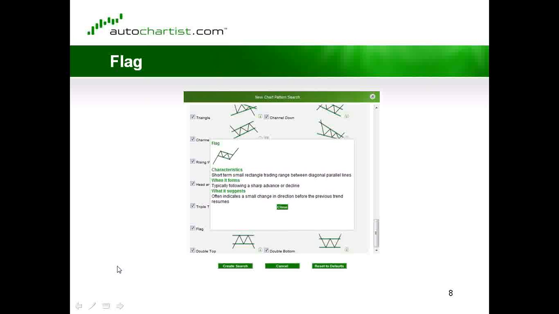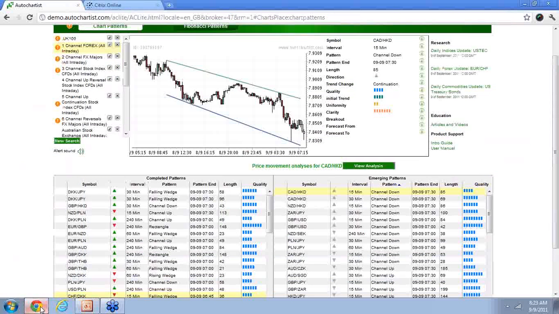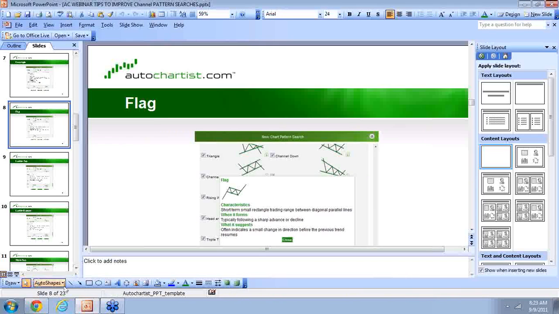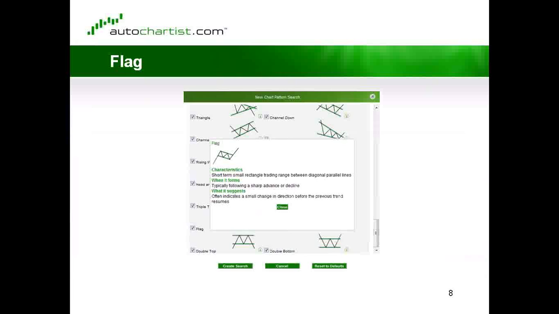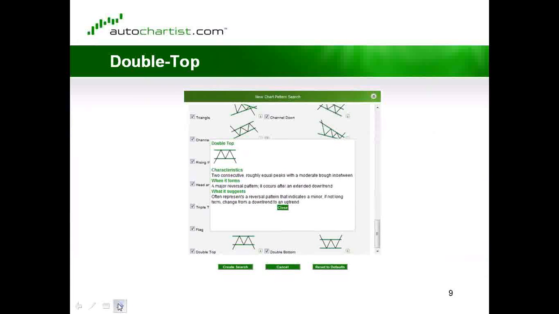So there's your flag. It's usually a shorter version of the longer channel, but it has many of the same characteristics. So let's go back to our live action again today, and we'll see if any flag patterns came up. And it looks like the length of these patterns is so long that it doesn't look like you have a flag pattern completed as of this morning, but it doesn't mean we can't have one come up later. So right now we will move on to look at another pattern in this series of channels, and that is a double top.